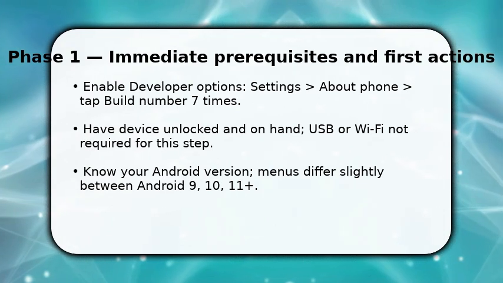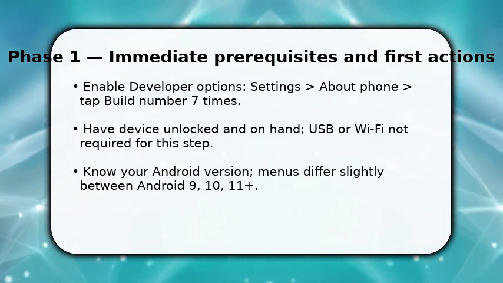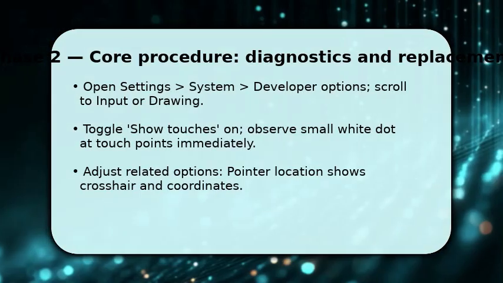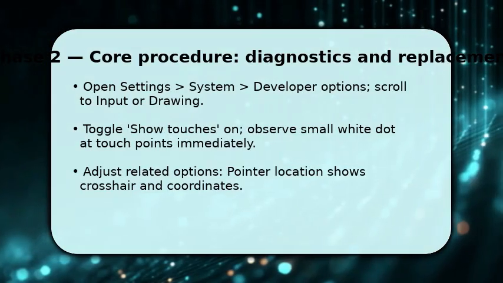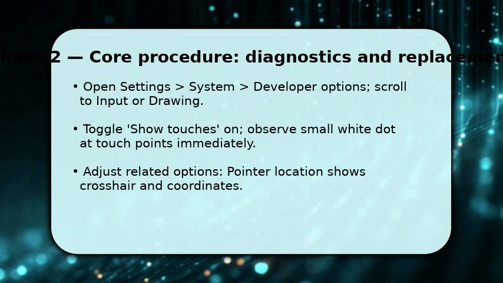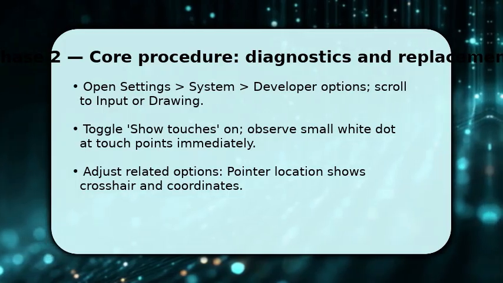Once Developer options are visible, navigate to Input or Drawing. Names vary by Android version. Locate Show Touches. Turn the toggle on, and you will immediately see a small white dot where you touch the screen.